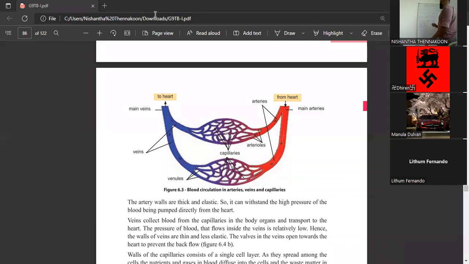And for veins, you can write that blood flow is driven by breathing and muscle movements. I'll tell you what it is. Blood flow is driven by breathing and muscle movements.